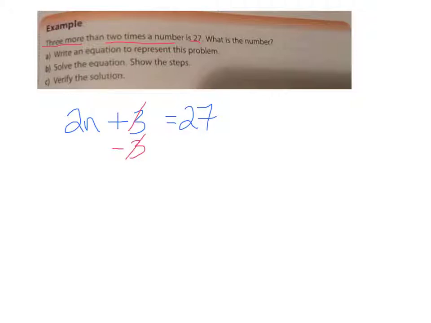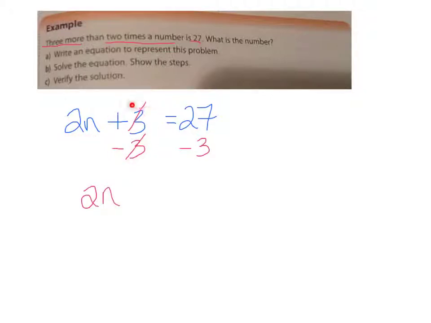However, in order to preserve equality of our equation, what you do to one side of the equation, you always do to the other side of the equation. So because I've subtracted 3 from the left side, I have to subtract 3 from the right side. So I'm going to rewrite out my equation now, which equals 2n. This is still remaining.